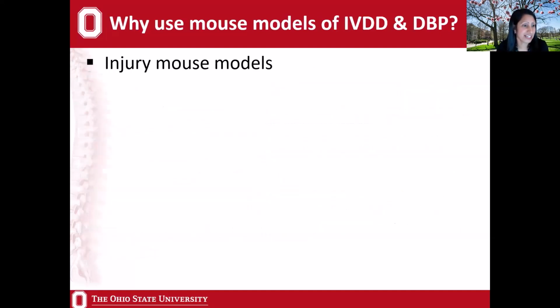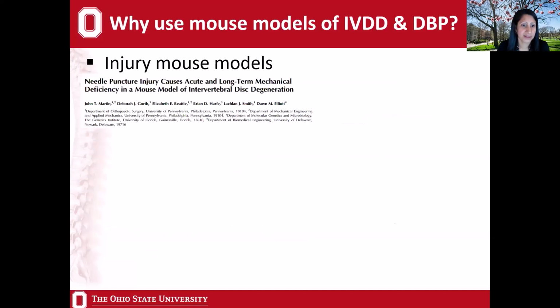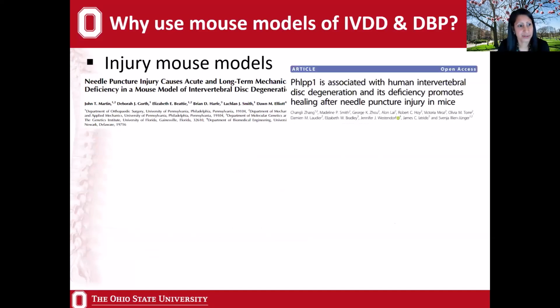In terms of injury mouse models, it was early work by Dawn Elliott's group looking at the effect of needle puncture and how you can use needle puncture to change the structure and function of the disc and induce disc degeneration. This needle puncture injury model has also been used to look at potential mechanisms, and there's nice work by Svenja Illien-Jünger's group looking at the role of FLIP using an injury model to explore this.